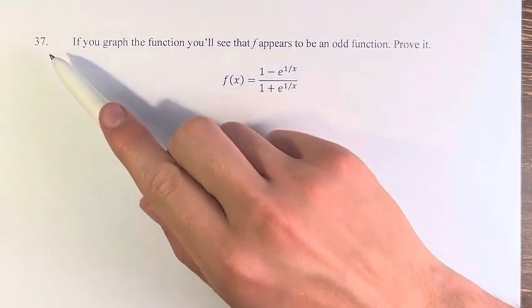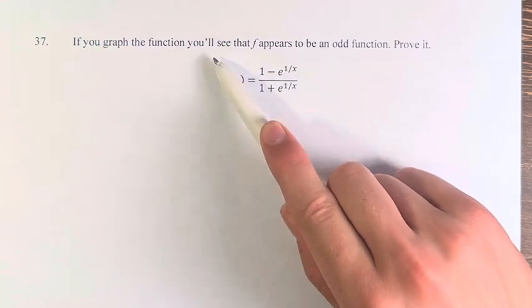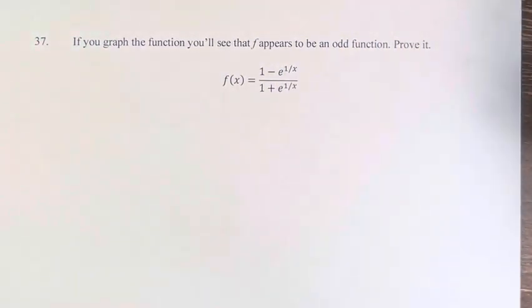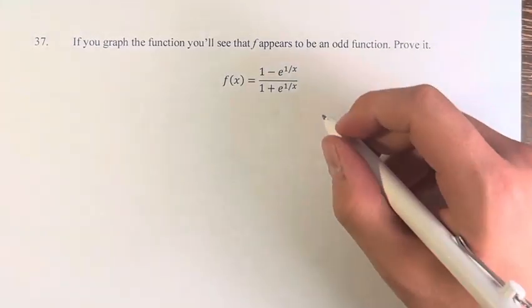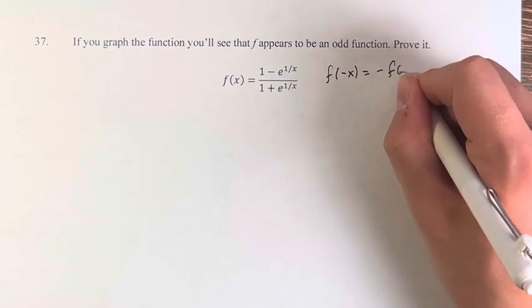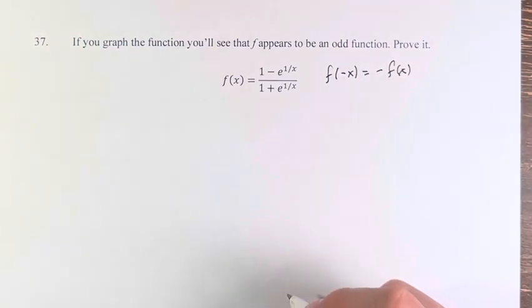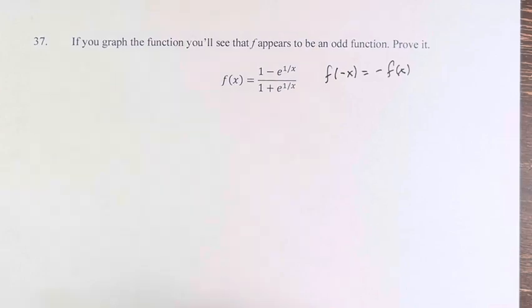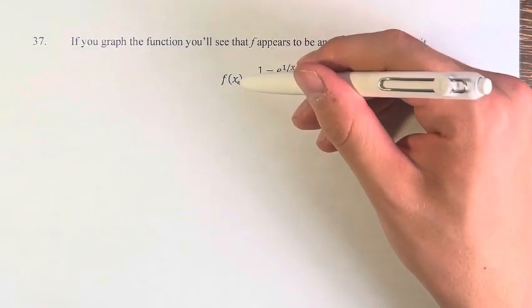In this problem, we're told that if you graph the function f of x, you'll see that f appears to be an odd function, and we're asked to prove it. So for f to be an odd function, that means f of negative x has to be equal to negative f of x. So the way we're going to prove this is to calculate f of negative x and simplify it and see if it looks like the negative version of this.